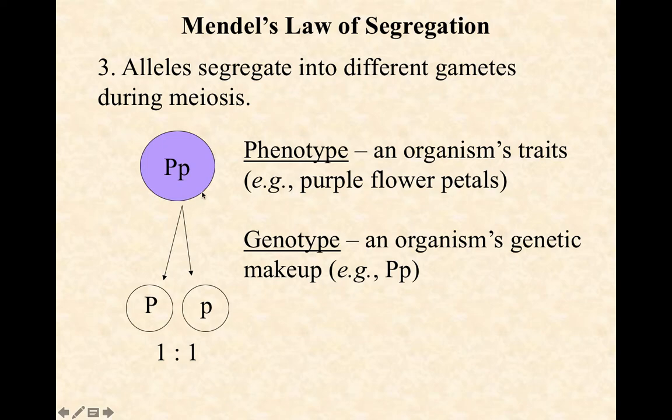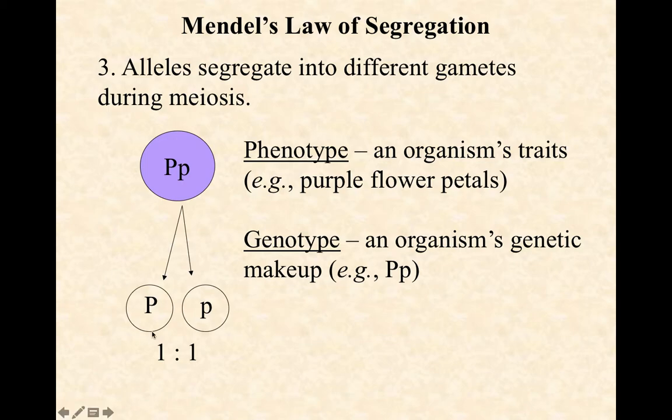The genotype of the somatic cells of the organism is heterozygous, and they're diploid. The genotypes of the gametes are haploid. They only have one or the other. And so we don't use terms like homozygous and heterozygous, but we can say dominant and recessive. That's the idea of the law of segregation.